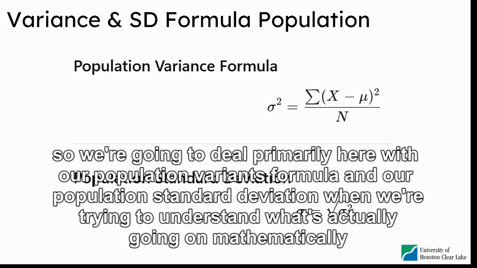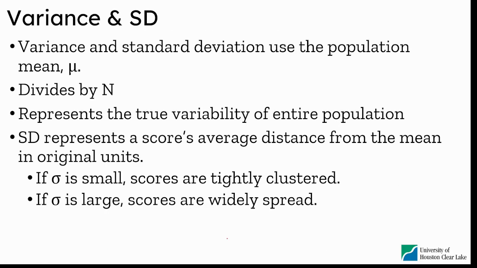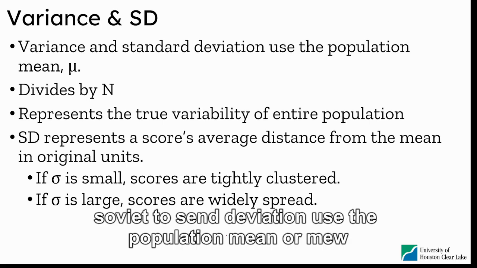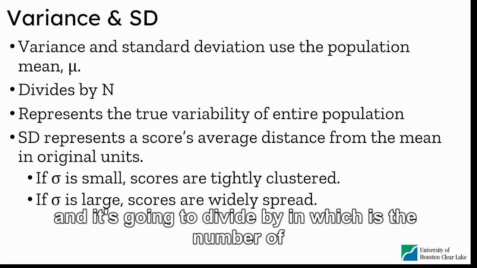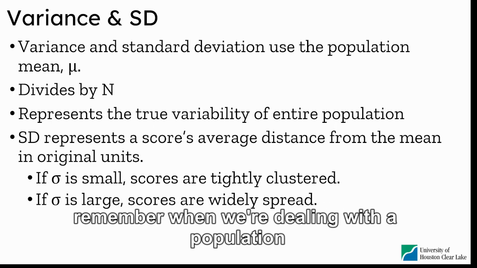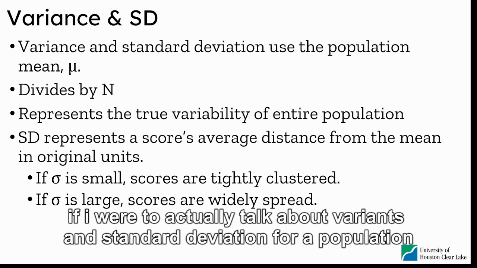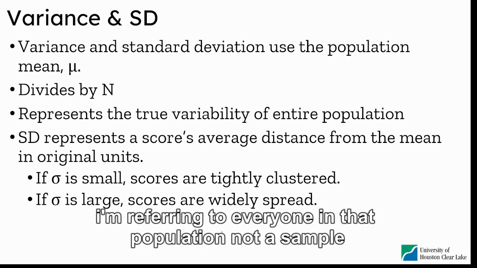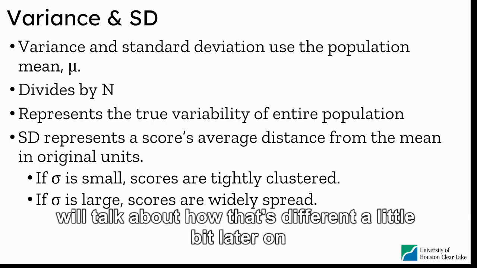So we're going to deal primarily here with our population variance formula and our population standard deviation when we're trying to understand what's actually going on mathematically. So variance and standard deviation use the population mean, or mu, and it's going to divide by n, which is the number of scores in the distribution. And that particular formula gives us a true representation of the variability of the entire population. Remember, when we're dealing with a population, if I were to actually talk about variance and standard deviation for a population, I'm referring to everyone in that population, not a sample. We'll talk about how that's different a little bit later on.